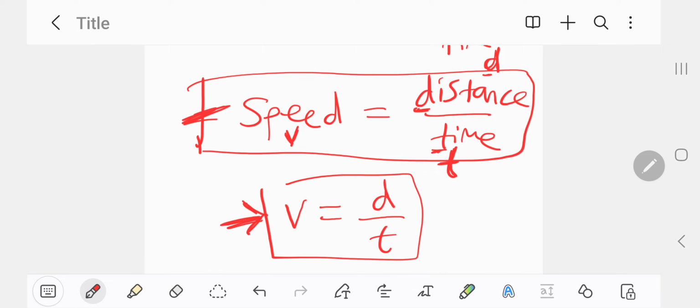We don't have time in science, in physics and maths, to write complicated, long sentences. This is your formula for speed. Now, it's V and not S because S has already been used in physics for something else called displacement. So V is typically used. V equals D over T.